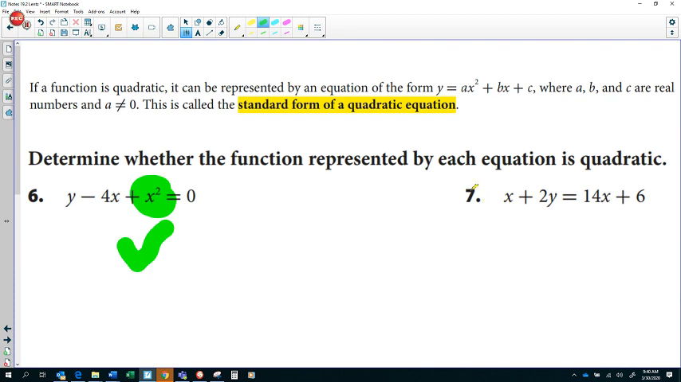In this example over here, number 7, x plus 2y equals 4x plus 6, there is no x squared value. We do have x's, we even have a y, and we have a c, but we do not have an a value. Because we do not have an a value, this is not a quadratic function. When we're looking for quadratic functions, look for the x squared. And this does not have an x squared, so just an easy visual check, you can make sure whether it's a quadratic function or not.